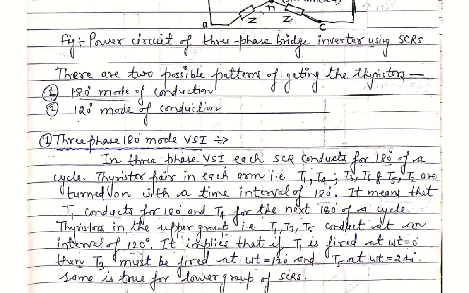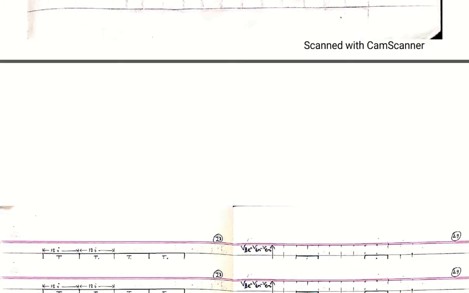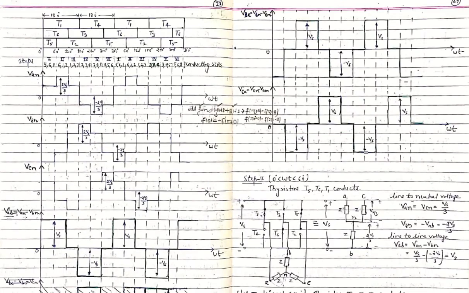So we will continue this. Now we will go through this switching structure, how we can switch the thyristors. First of all, T1 is fired, and after that T2, T3, T4 are fired in this sequence.